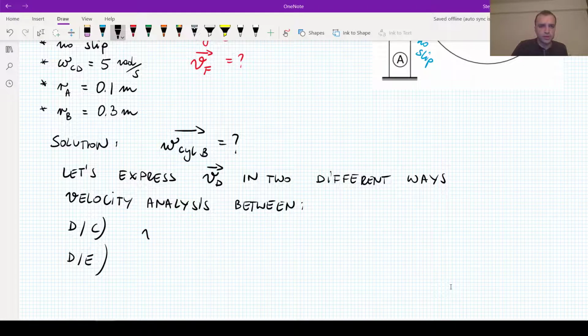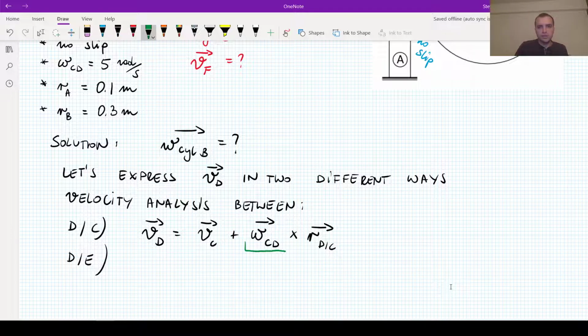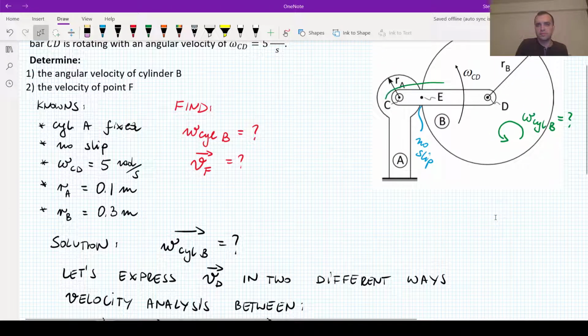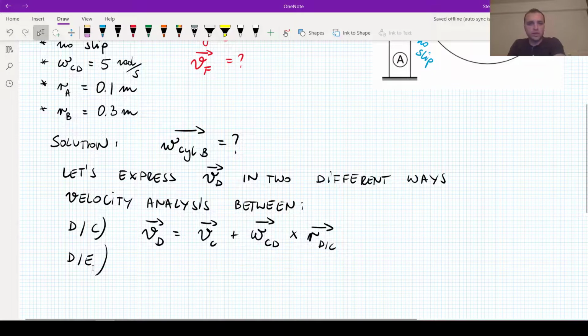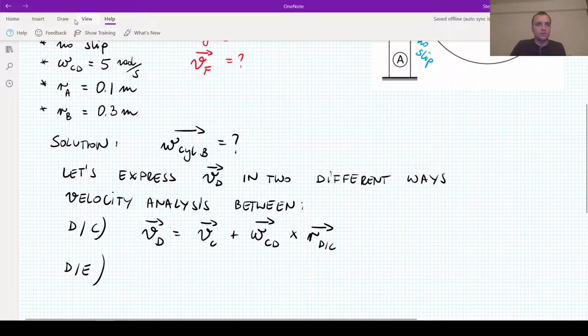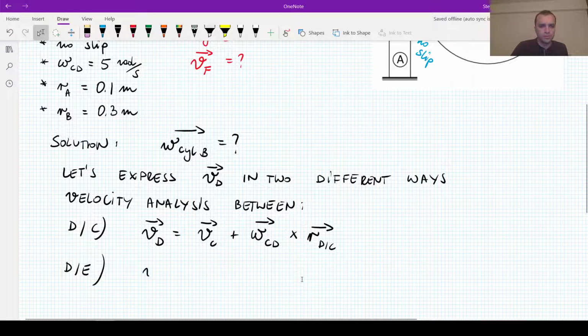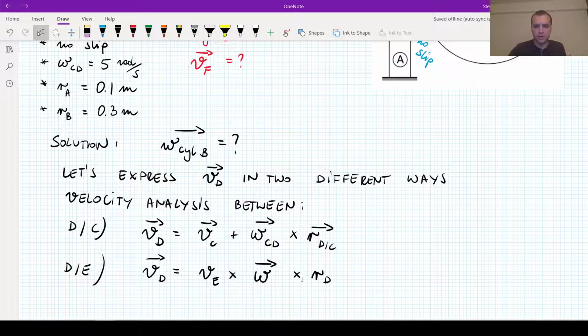Okay, so in here I can just write VD is equal to VC plus omega CD times RDC. I used omega CD, so omega of this rotating bar, because points C and D belong to that bar. Now let's write down the expression for the other velocity analysis. So in here I will just write velocity D is equal to velocity E plus omega of a certain body times RDE.